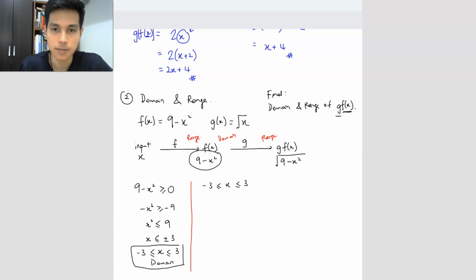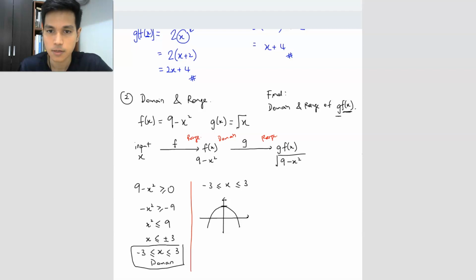9 minus x squared, right? So how does that graph look? Because it's a negative x squared, it's going to be an n shape, correct? It's going to be an n-shaped graph because it's a quadratic, and then there's a positive 9 here, so it's going to be like this. By right, it's supposed to be like this.